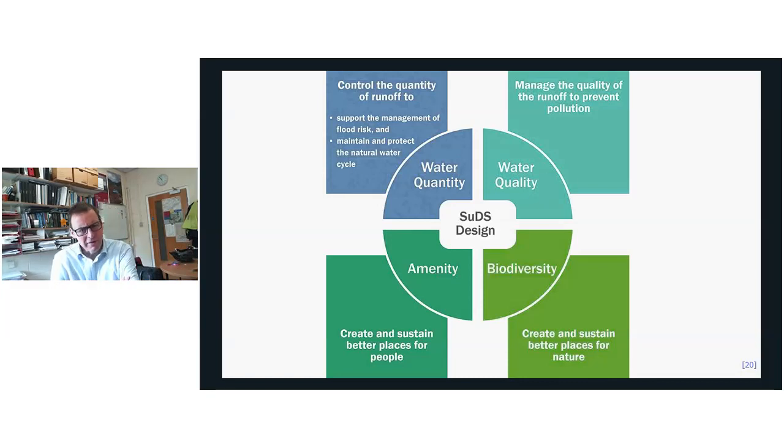So the SUDS triangle was a great thing, and it was really simple to communicate, but the more recent version of the SUDS manual has replaced it with this diagram, which is just, I think it's hard to get excited about. But what's good about it and why it is exciting is it divides the amenity part into amenity and biodiversity. And for me, what that means is that it's about recognising that quite often SUDS do provide amenity.